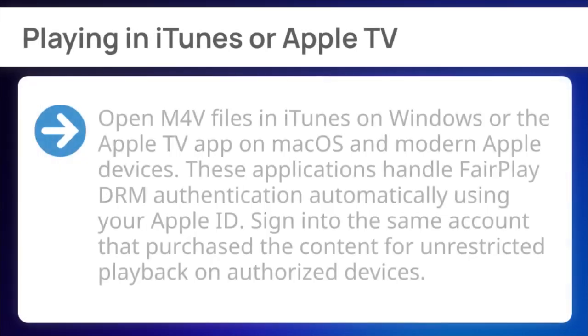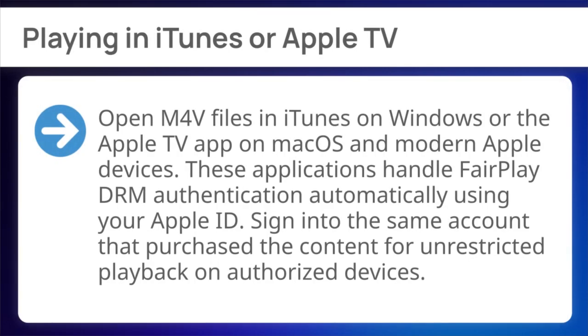First, playing in iTunes or Apple TV. Open M4V files in iTunes on Windows, or the Apple TV app on macOS and modern Apple devices. These applications handle FairPlay DRM authentication automatically using your Apple ID. Sign into the same account that purchased the content for unrestricted playback on authorized devices.